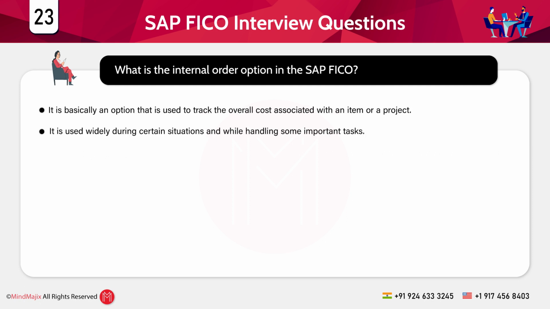The next question is, what is the internal order option in SAP FICO? So it is basically an option that is used to track the overall cost associated with an item or a project. So it is used widely during certain situations and while handling some of the important tasks.